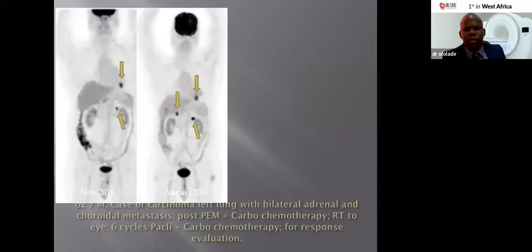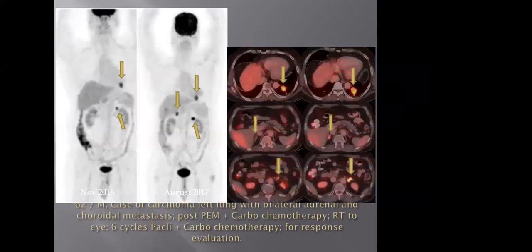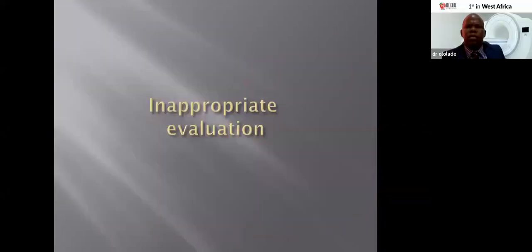Next slide. This was a carcinoma lung with bilateral adrenal and choroidal metastasis, after chemotherapy and radiation to the eyes, followed again by chemotherapy, for response assessment. Here on the response, we could pick up that there is an increase in the PET uptake, but size-wise, the lesions had not changed much. But definitely there was an increase in the PET uptake and the SUV values, which pointed towards metabolic disease progression.